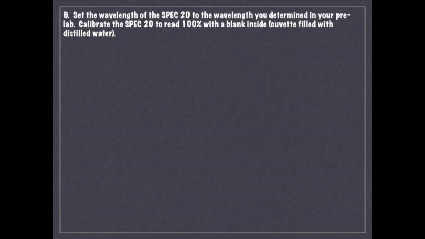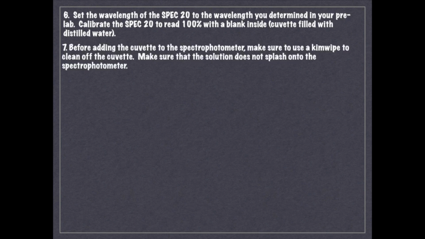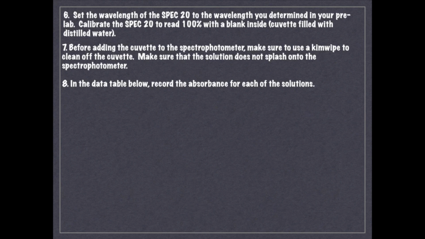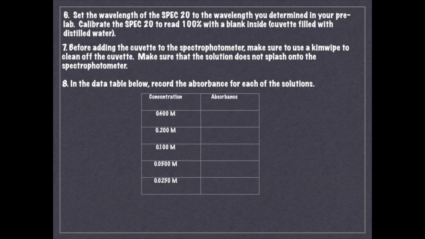Before you actually use the spectrophotometer, you are going to set the wavelength, okay, to whatever you decided in your pre-lab, and then you're going to calibrate it with a blank, which is just a cuvette filled with water. Before you actually add a cuvette to a spectrophotometer, you need to make sure to use a Kim wipe in order to clean off the cuvette and make sure that the solution does not splash onto the spectrophotometer. Okay? In the data table below, you're going to record all of the absorbances that you get. So let me show you what you're going to be doing.